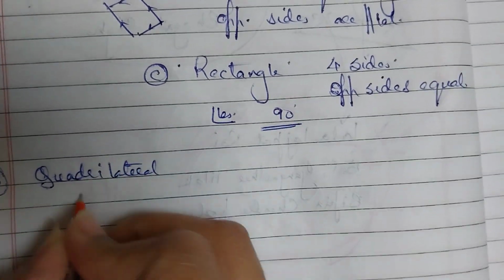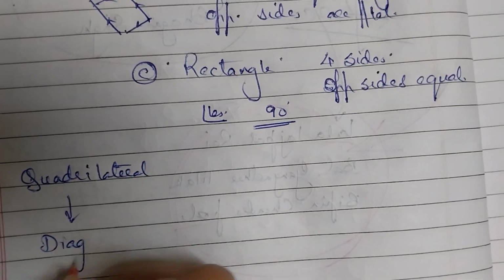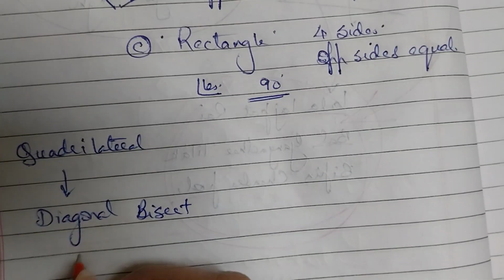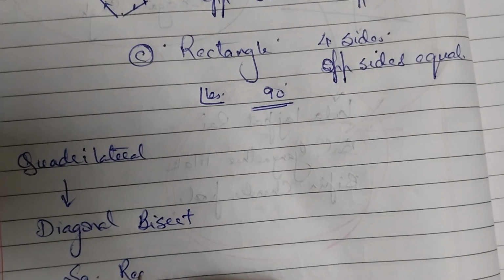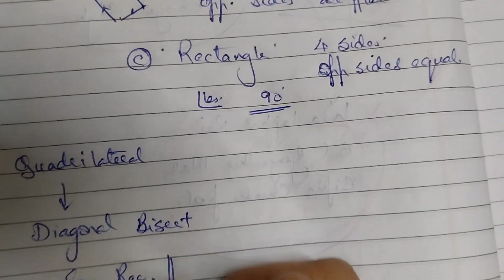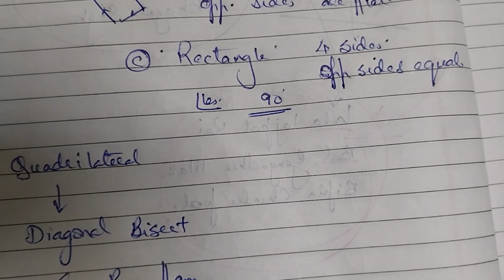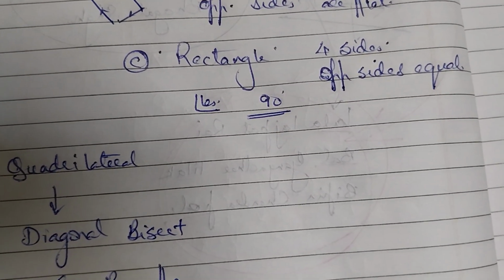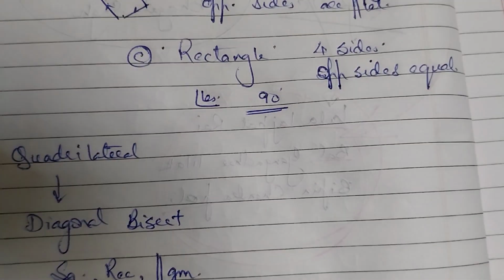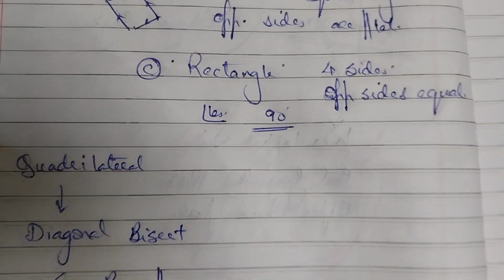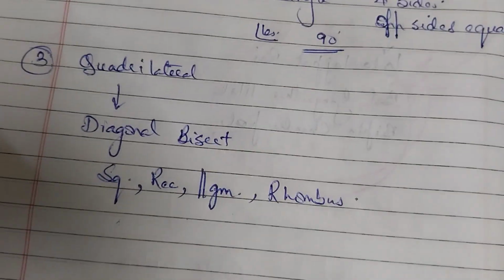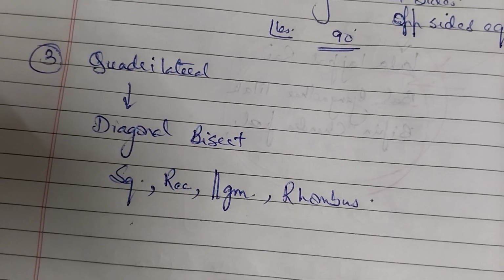Quadrilateral diagonals will bisect. Diagonals bisect in which ones? I am very much aware. Okay, in a square they bisect, in a rectangle they bisect, and in a parallelogram they bisect, isn't it? So we are aware of which ones bisect. So the diagonals bisect each other in a parallelogram, square, rectangle, and also a rhombus, because a rhombus also has somewhat similar properties.